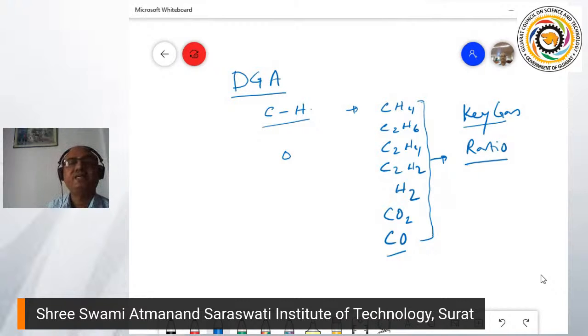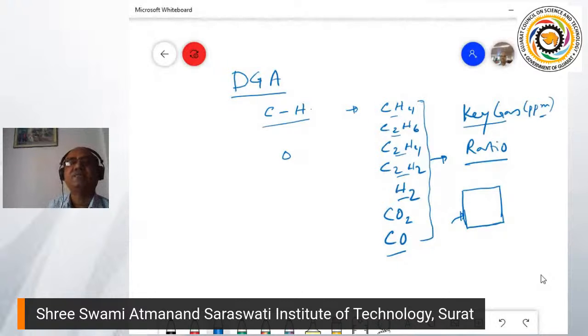So there, if some sample is taken and it goes to the dissolved gas analyzer, it is found out how much of the lower order hydrocarbon gases is available. After some time, if it is checked again, that is the key gas method, it is found out how much of the gases there are.